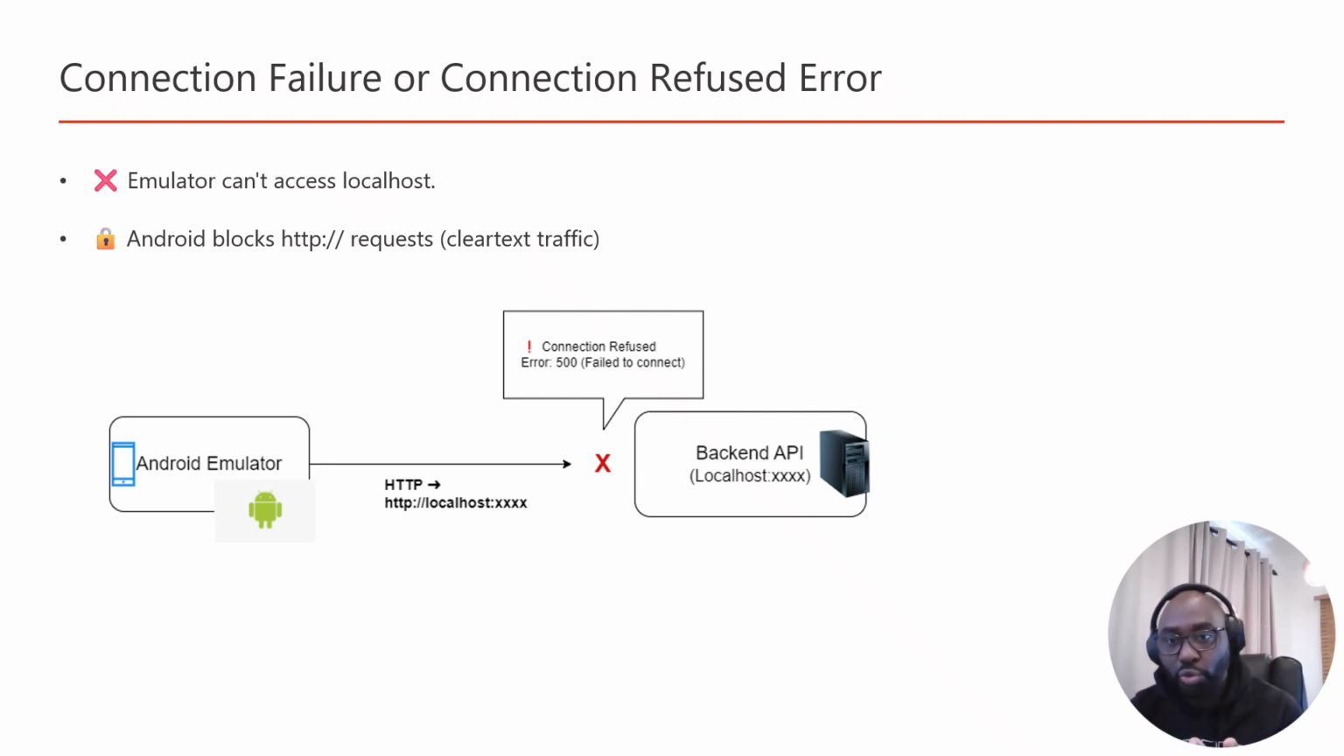It happens for two major reasons. One is the emulator can't access the localhost. This is usually because the localhost inside the emulator points to the emulator itself. The emulator does not recognize the localhost on your machine, because you have to remember that the emulator is a virtual machine on its own, and your laptop or your server machine, wherever you're running the emulator on, is a separate environment on its own.